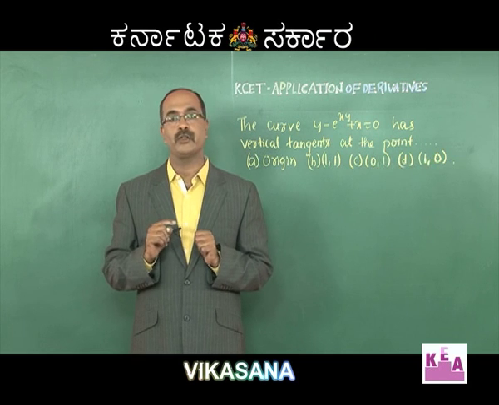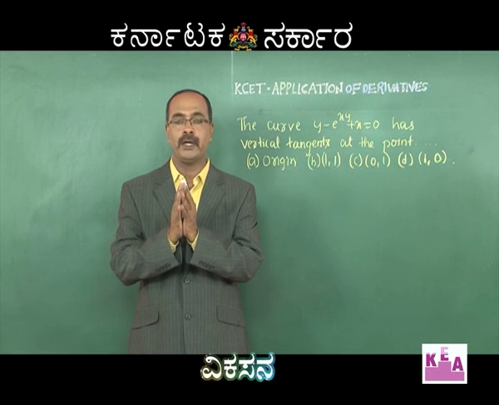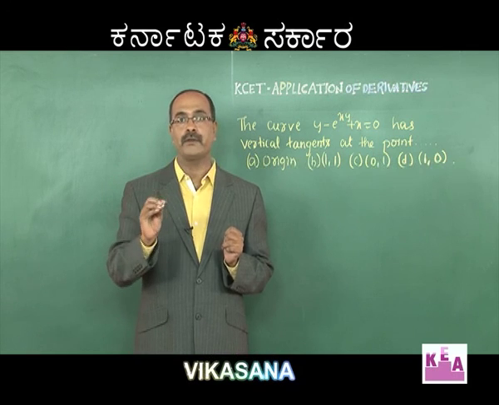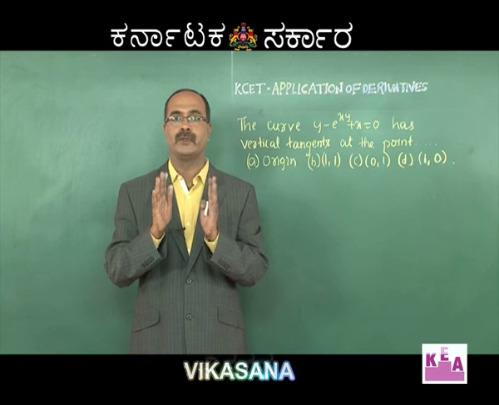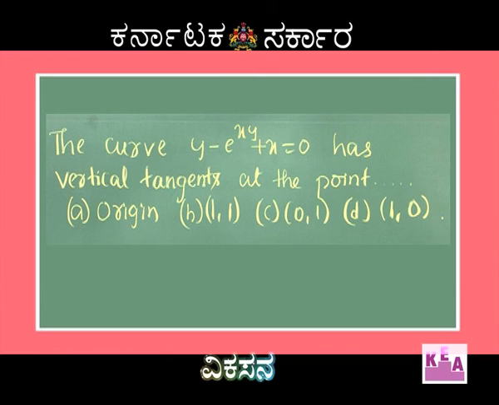The second important concept that you must know here, dear students, is that if an equation is given and you are asked to find particular points, try to substitute those points in the given equation. If it satisfies, it will stay in the race, otherwise it is not. That is the method of common sense. Look at this question. The curve y minus e power xy plus x is equal to 0 has vertical tangents at the point: option A origin, option B (1, 1), option C (0, 1) and option D (1, 0).